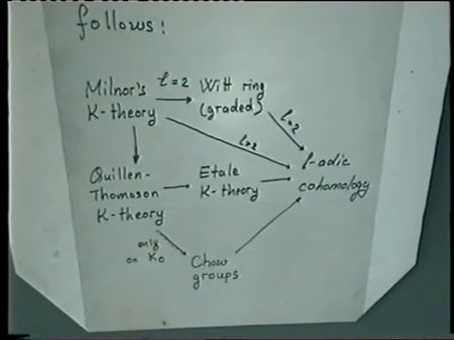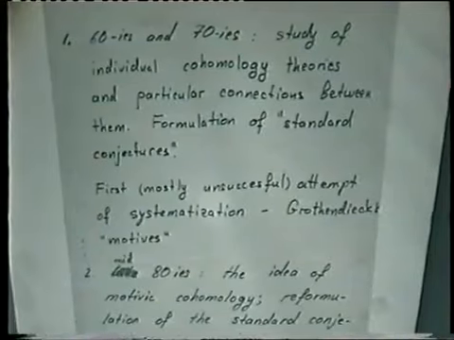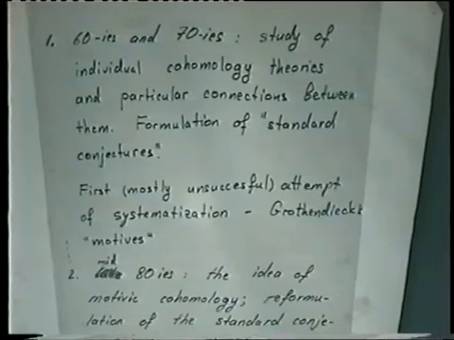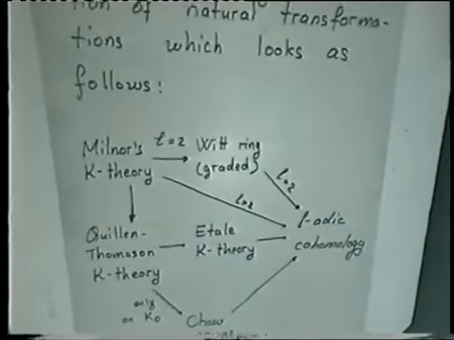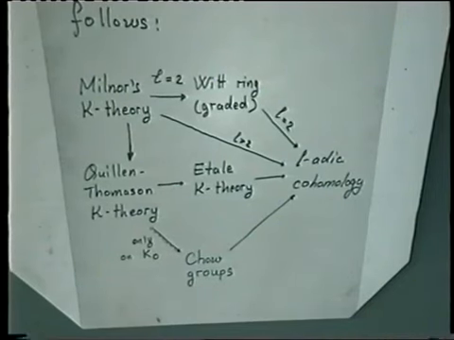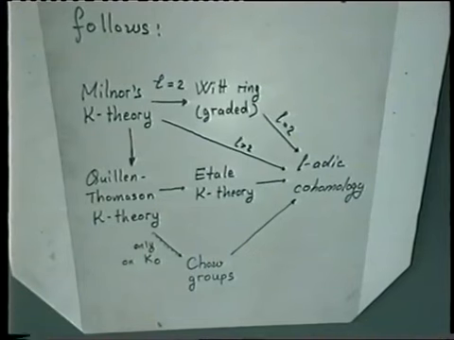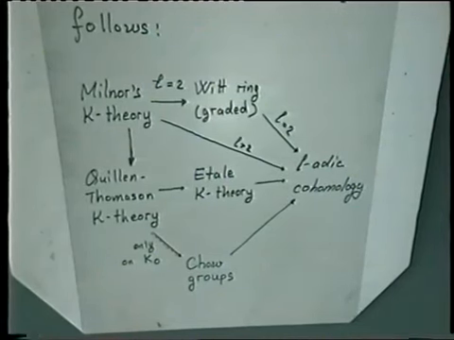So there was a first attempt to put some order in this picture, which was made at the end of the 60s by Grothendieck, and which was mostly unsuccessful. In fact, Grothendieck had only these 2 gadgets to work with. The rest of them were basically non-existent at that time. What's the meaning of an arrow? An arrow is a natural transformation. It's a collection of homomorphisms going from abelian groups of one theory to abelian groups of another theory.